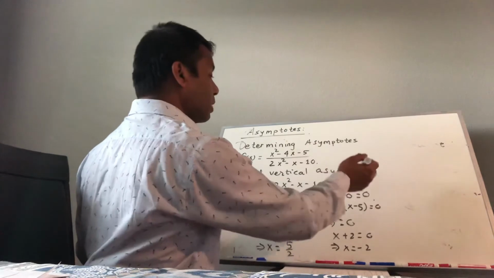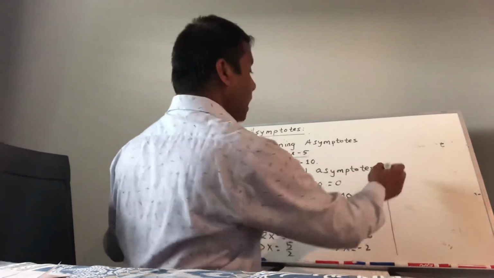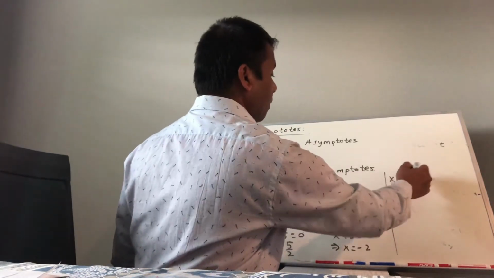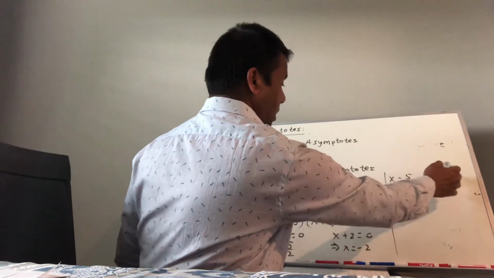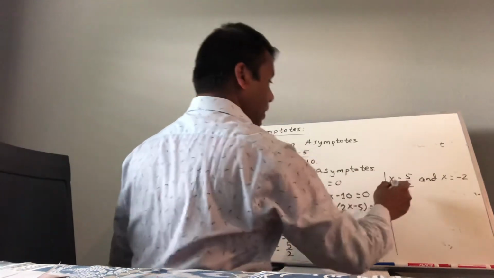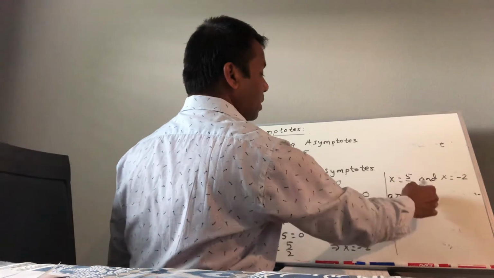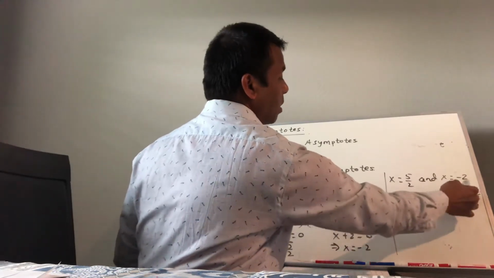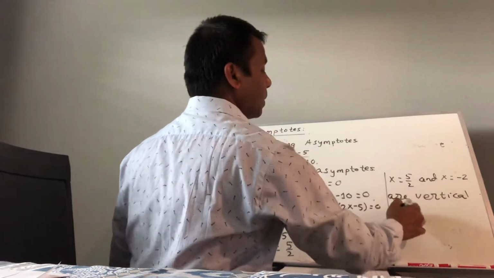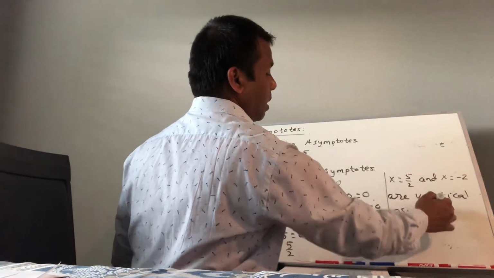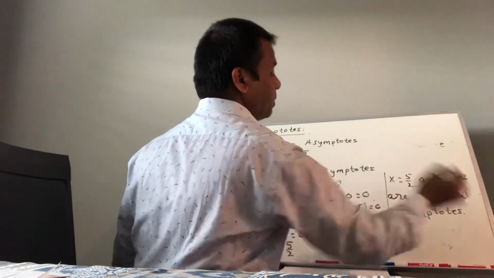So what are the vertical asymptotes? x equals 5/2 and x equals negative 2 are vertical asymptotes, okay?